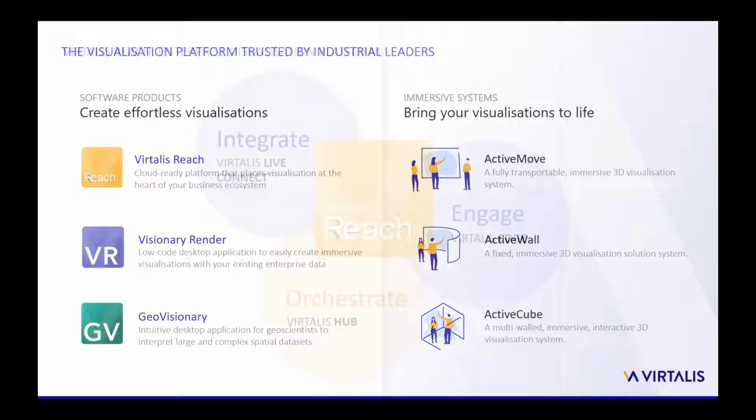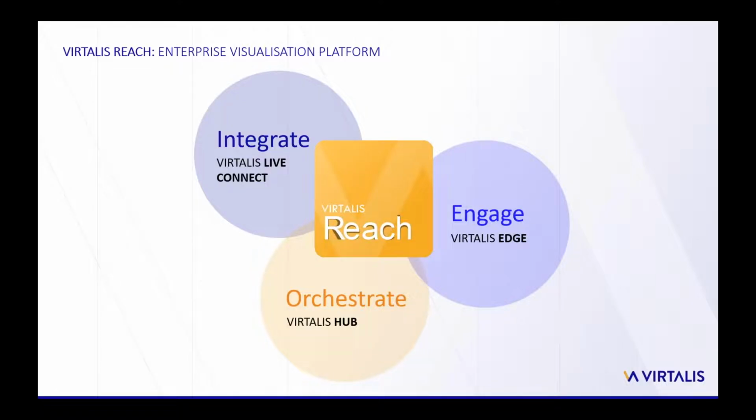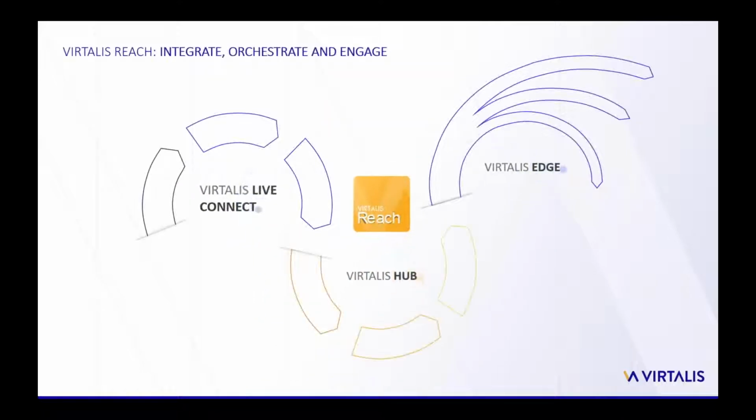But for now, we're going to take a bit more of a deep dive into Virtalis Reach, because that's the product we've been developing over the last year or so. We'll talk about it in terms of 3 layers: integrate, orchestrate, and engage, which come together to deliver a complete pipeline for information from source to end user. We'll step through each item in turn and look at the unique features that are designed to realize that goal of effortless visualizations. But this admittedly very simplistic overview gives an idea of the overall architecture.